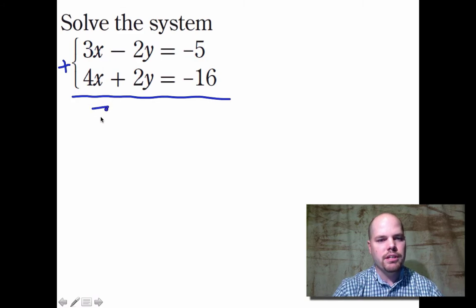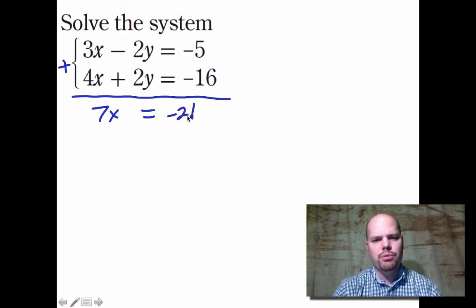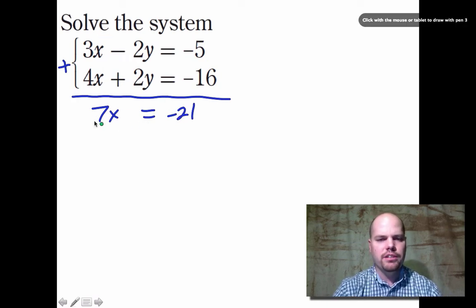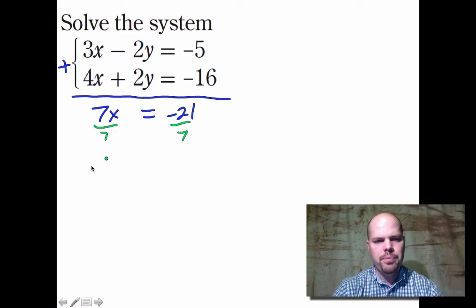3x and 4x make 7x. The minus 2y plus 2y is gone. It's 0y. Negative 5 plus a negative 16 is negative 21. And then we just eliminated a variable, which is the whole idea, so we can solve for one of them. Divide both sides by 7. We get x equals negative 3.